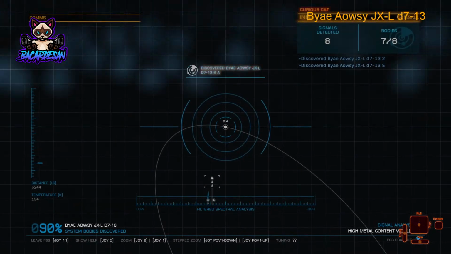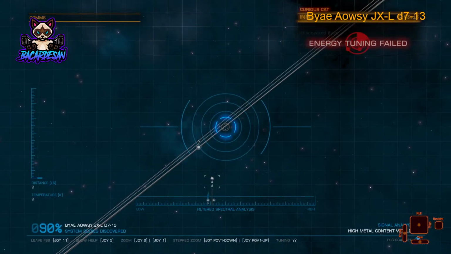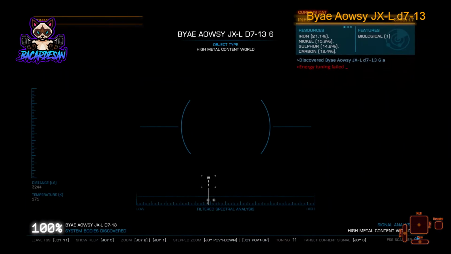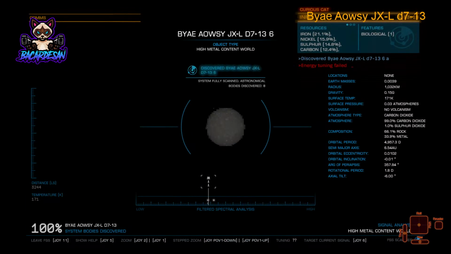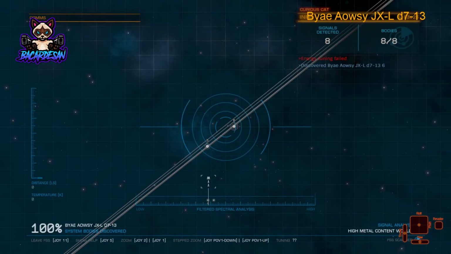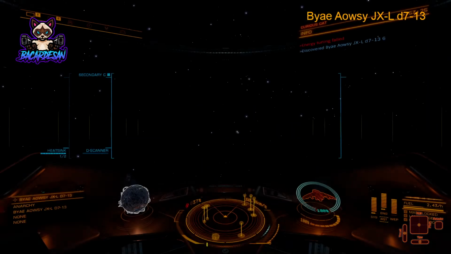Body 6A. Carbon dioxide atmospheric landable with life. Body 6. Carbon dioxide atmospheric landable with life. Nothing good. May host a new personal codex entry.